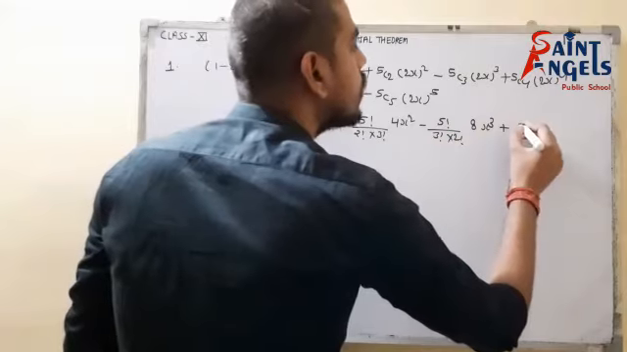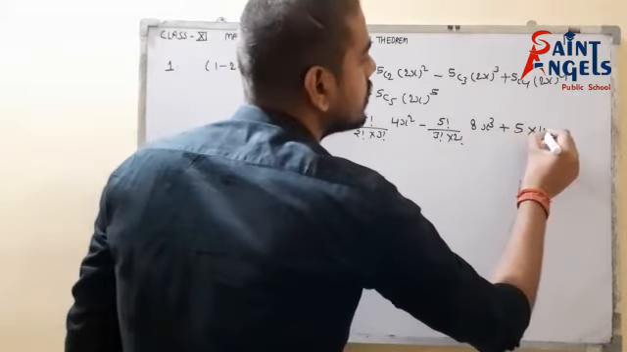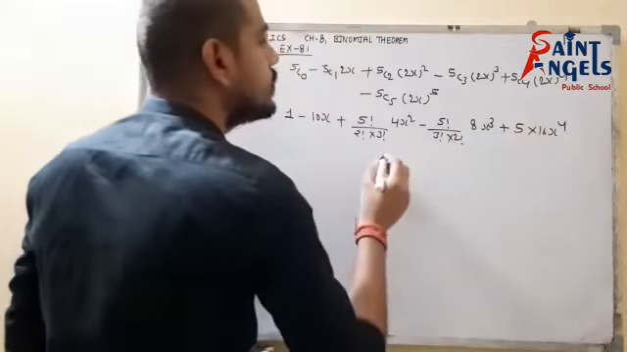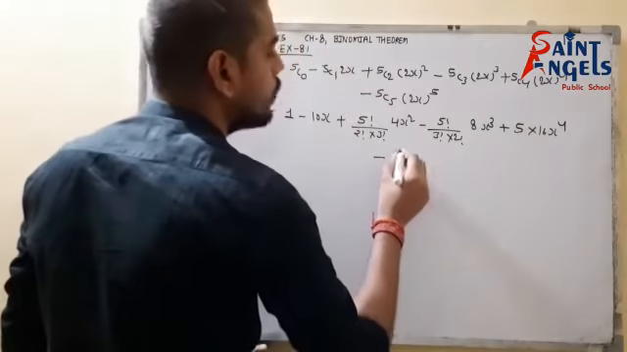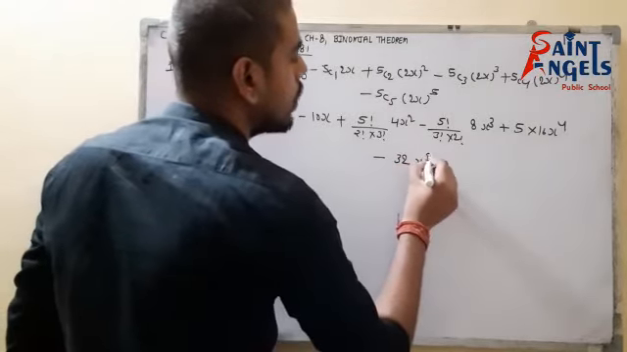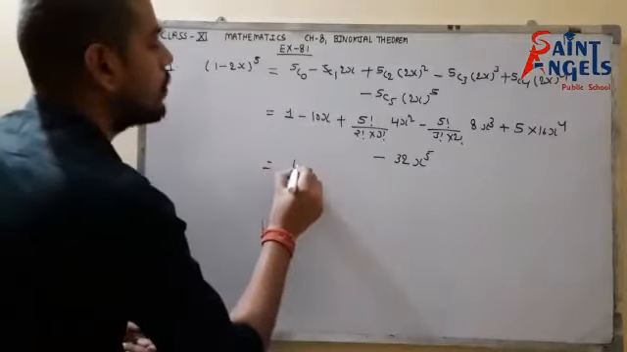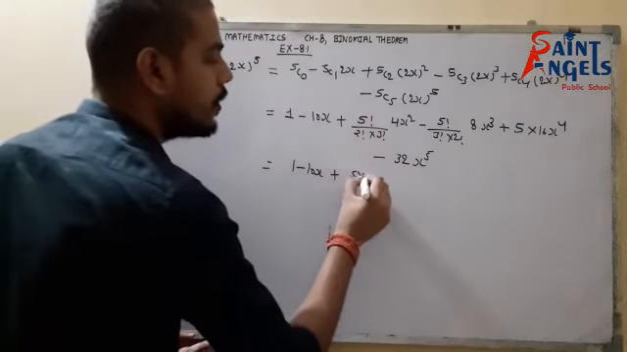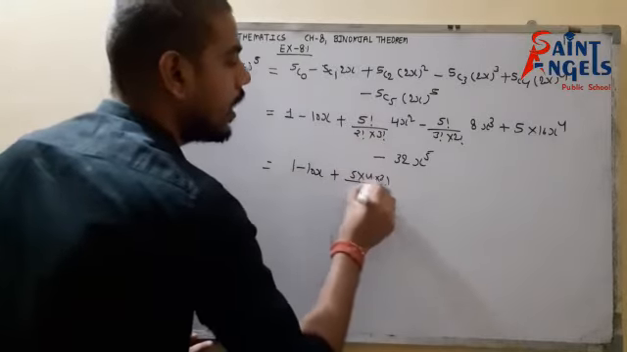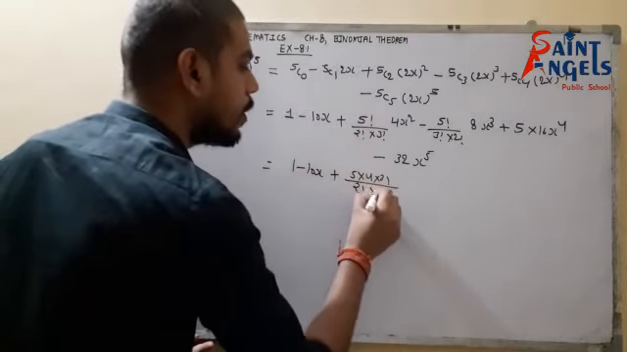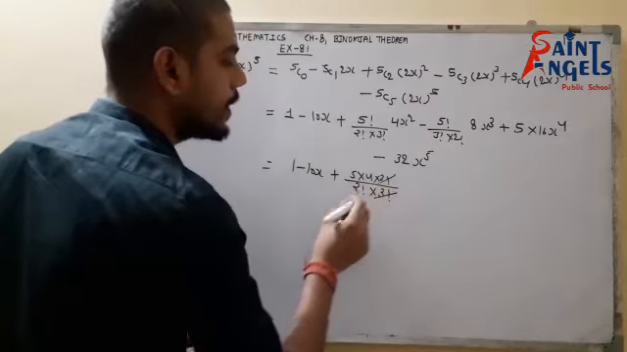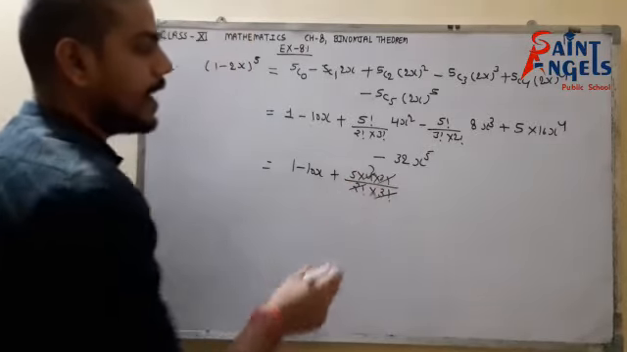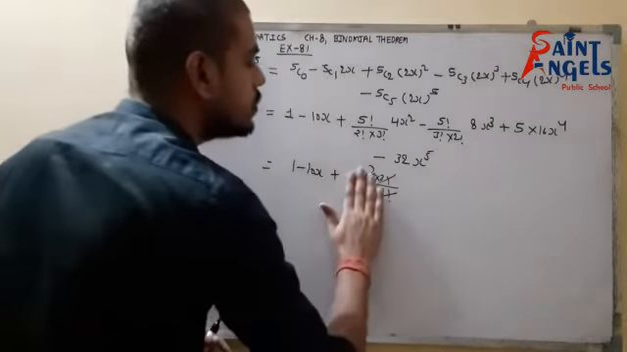5c4 would be equal to what? 5, and that would be 16x to the power 4. 5c5 equals 1, and that would be 32x to the power 5. Now 1 minus 10x. So can I write 5 factorial like 5 into 4 into 3 factorial, and in the denominator 2 factorial into 3 factorial, that would be cancelled out. So 2 to the 4, that would be 10. So 5c2 value is 10.